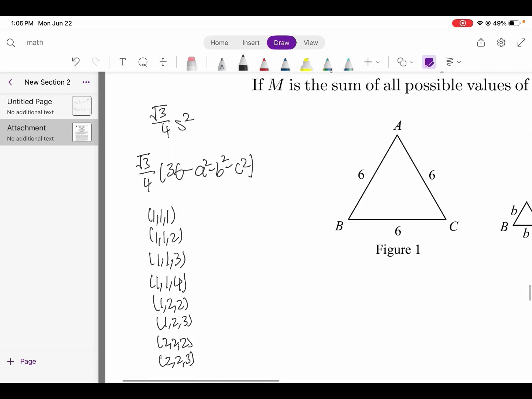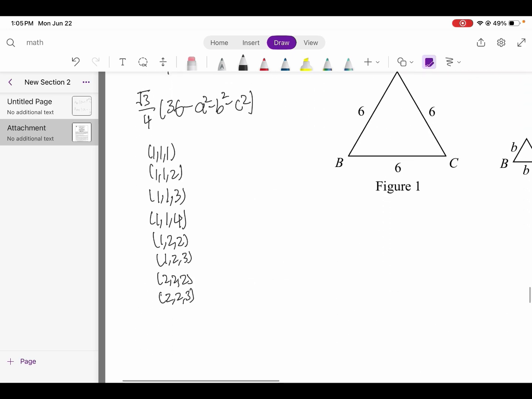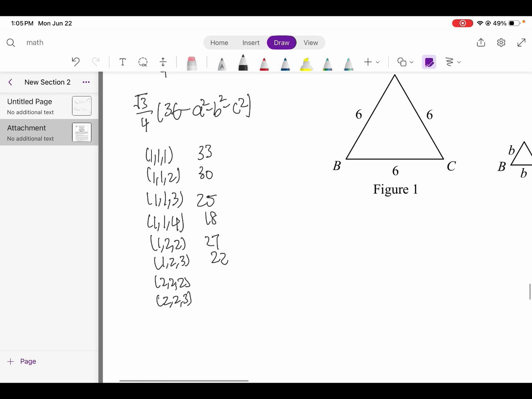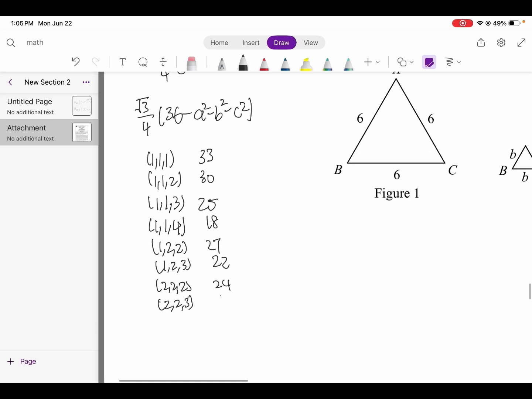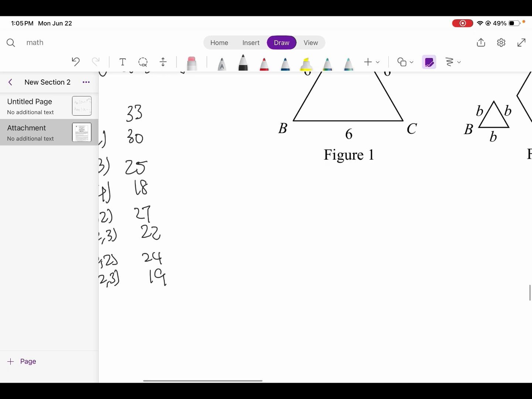And then you see that for each of these, 36 minus a squared minus b squared minus c squared is 33, 30, 25, 18, 27, 22, 24, and 19. And obviously each of these can be tiled into triangles with side length 1. So you have 33 plus 30 plus 25 plus 18 plus 27 plus 22 plus 24 plus 19.